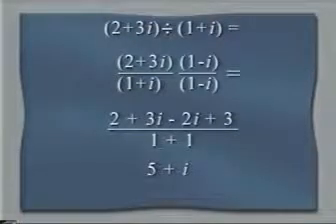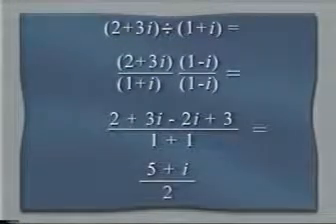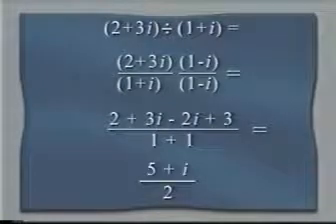So our final answer to the division problem: we started with, what is 2 plus 3i divided by 1 plus i? And the answer is 5 plus i over 2. If that doesn't look like a complex number to you, you could also write that as 5 halves, or 2.5, plus 1 half i. Again, a real part and an imaginary part. So dividing simply uses the conjugate, and we really don't have a division process.